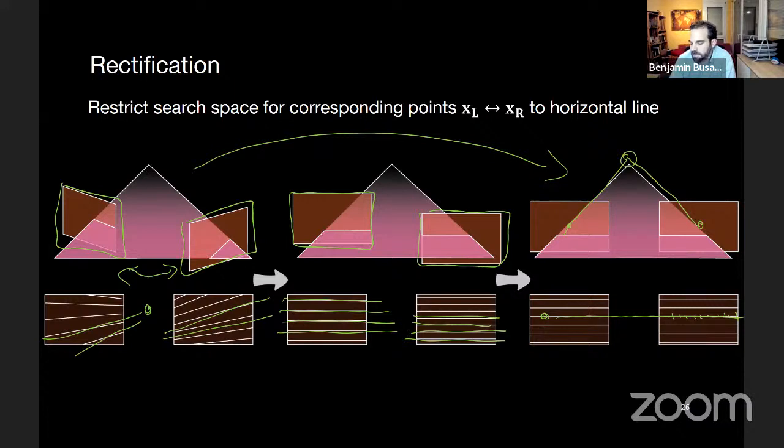That means, naively speaking, we could go pixel by pixel in the left image, look for its partner in the right image, and then do the triangulation. Of course, this is not very efficient, and there are methods that make this process a bit more efficient. We will look into that in a moment.